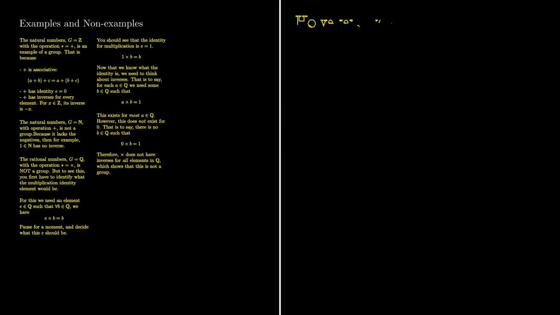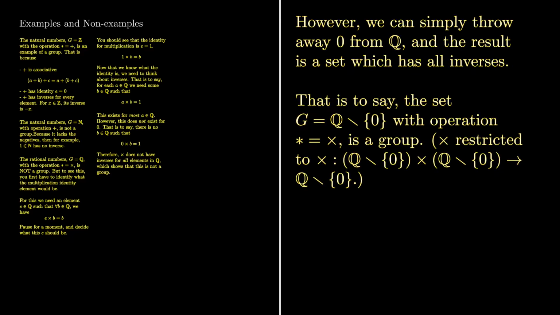But this might make you think, well, that seems a little unfair. I mean, Q is so close, right? The rationals with multiplication is so close to being a group. It's just for that one number 0 that makes it not have inverses. Couldn't we just delete 0 from Q and obtain a group that way? And the answer is absolutely you could.